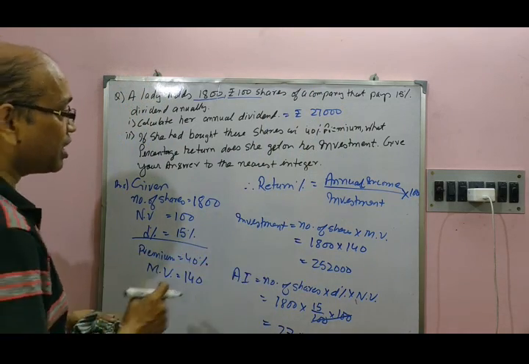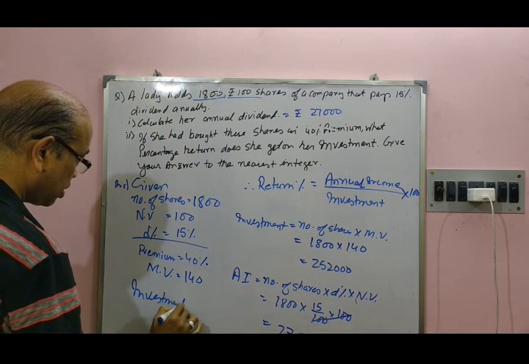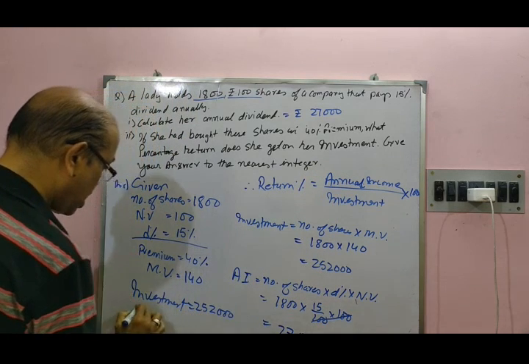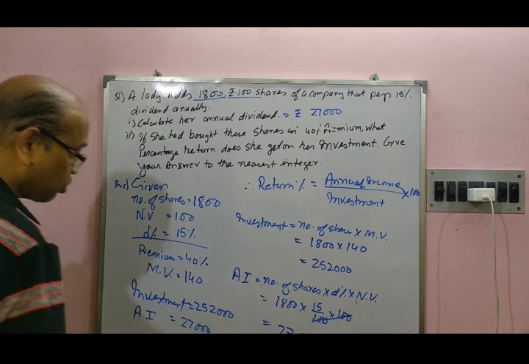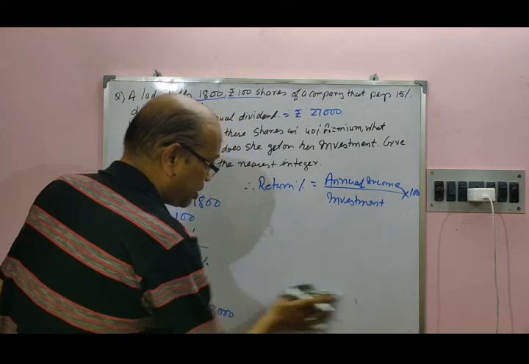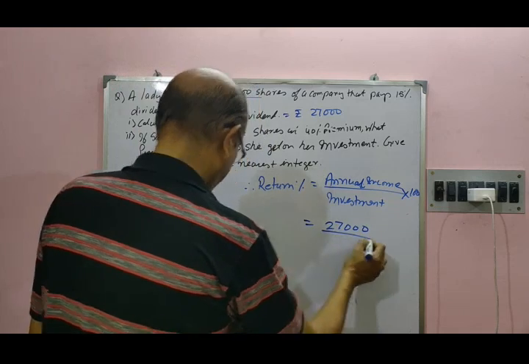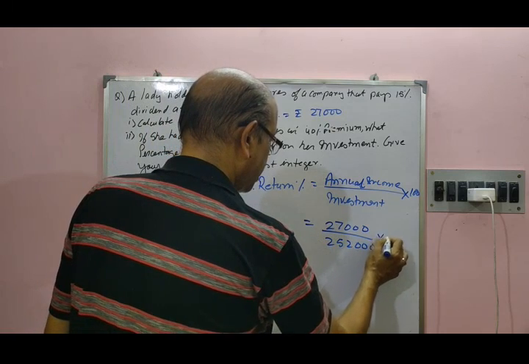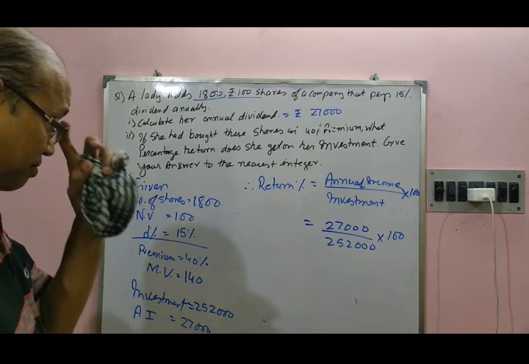Now putting these values, investment is 252000 and the annual income is 27000. Now we have to find the return percent. Now let us put on this formula. In this formula, return percent, what was the annual income? 27000 by investment was 252,000 into 100 into 100.